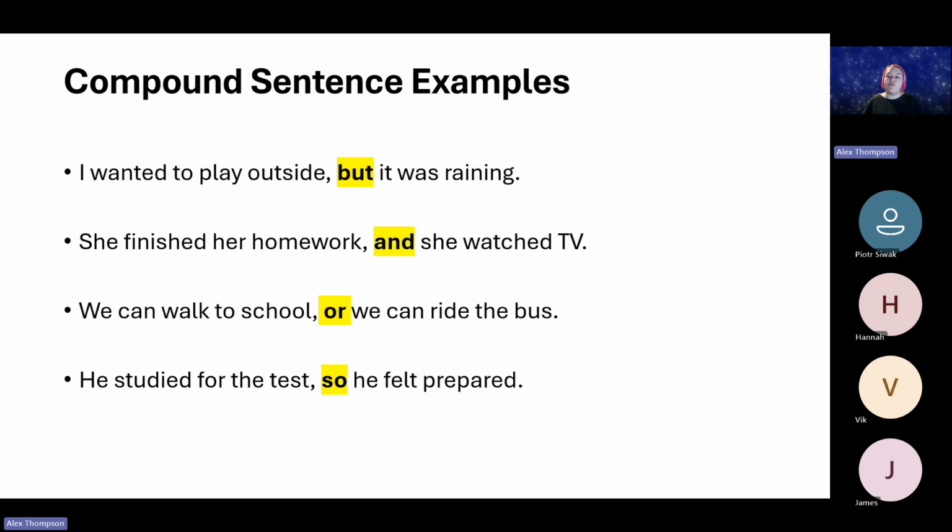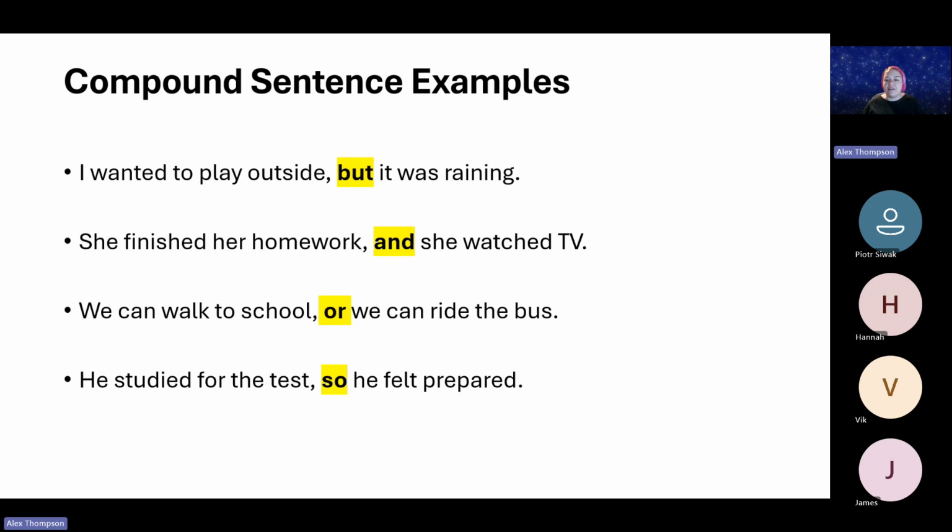He studied for the test. So again, we've got the person, he. Studying is the action that they're doing, it's the predicate. And then the last part, so he felt prepared. Same thing. He is the subject and felt prepared is the predicate. So all of these are really nice examples of compound sentences. And all of these are using those conjunctions, those joining words.